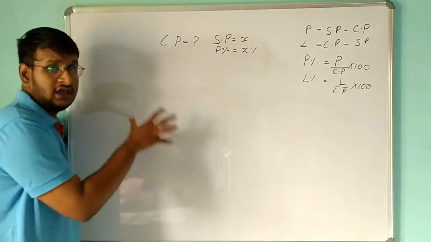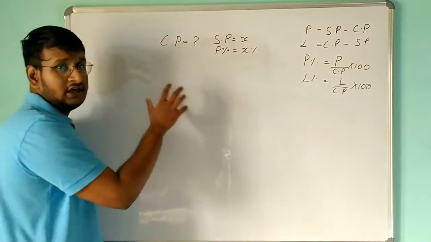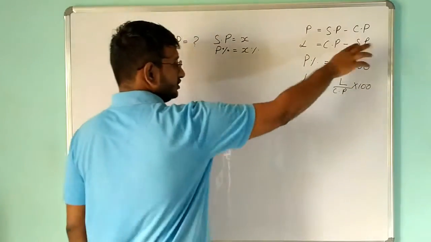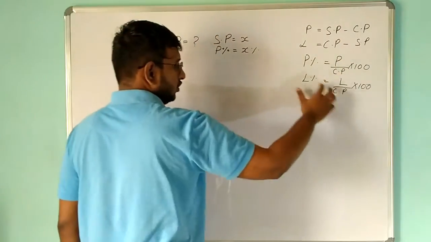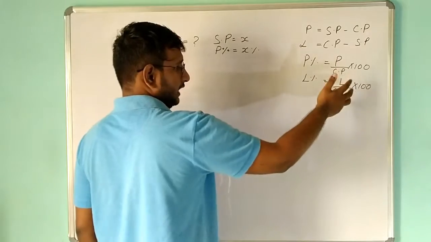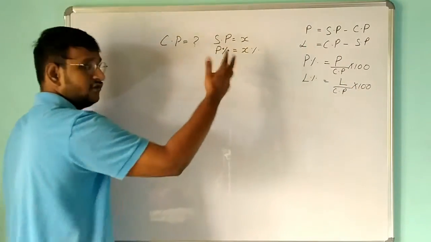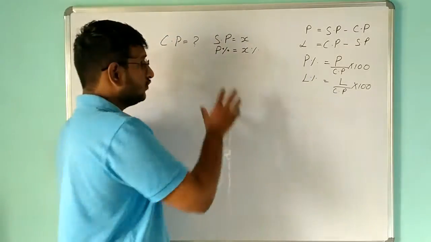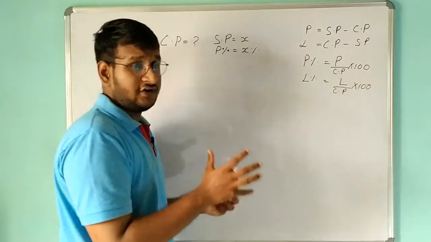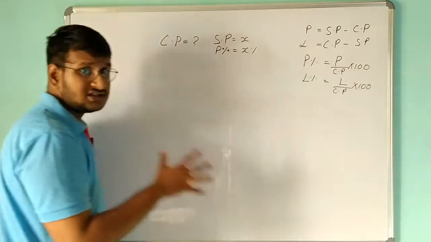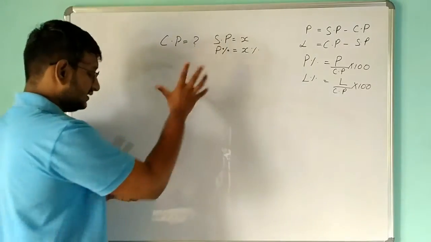But they will ask us to find the cost price. In this case we can't use any of these formulas in order to find CP. If we use this formula, we don't know what is profit or loss, and in this case again we don't know what is profit and loss. We just know the profit percentage. We don't know exactly the profit, so we can't use any of these formulas. Now we are going to learn another formula in order to crack such type of questions.